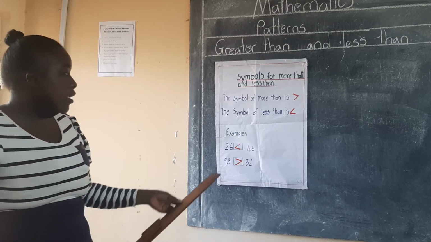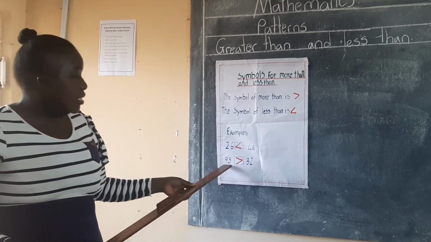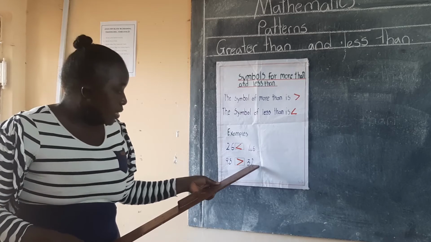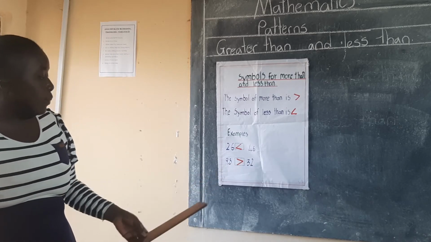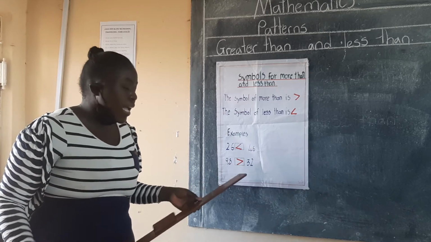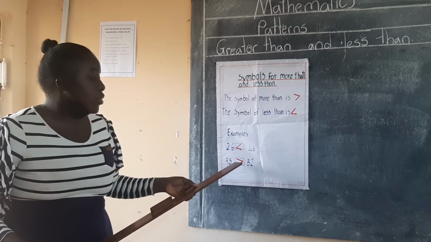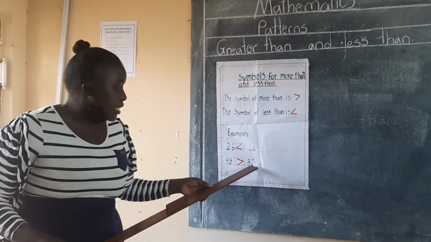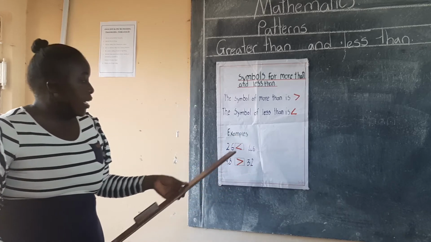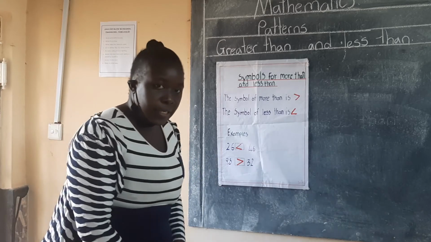We come to the second one. We have been given 98 box 32. In this box, they have put the symbol for more than, or greater than. Why have they done that? It is simply because 98 is greater than what? 32. 98 is bigger than 32. That's the reason why they have put this symbol for greater than.